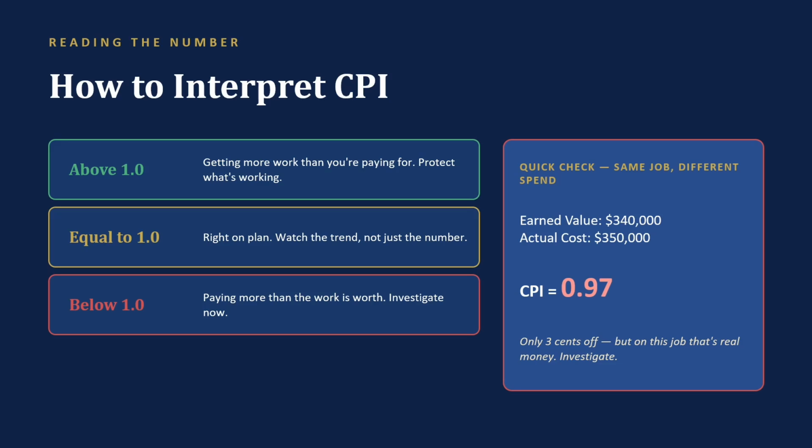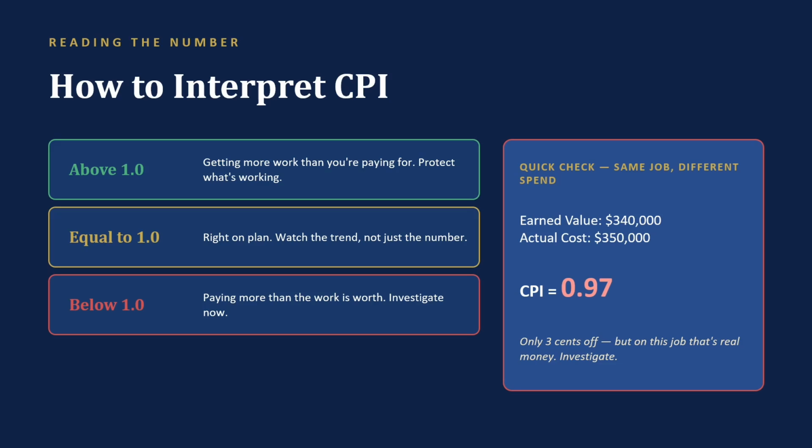Now, a quick second example. Same job, same 40% complete, same $340,000 of earned value. But this time costs to date are $350,000. CPI drops to 0.97, 3 cents under. Sounds tiny, right? It isn't. On this contract, that gap is $10,000 already. And if the pattern holds for the rest of the job, it compounds.